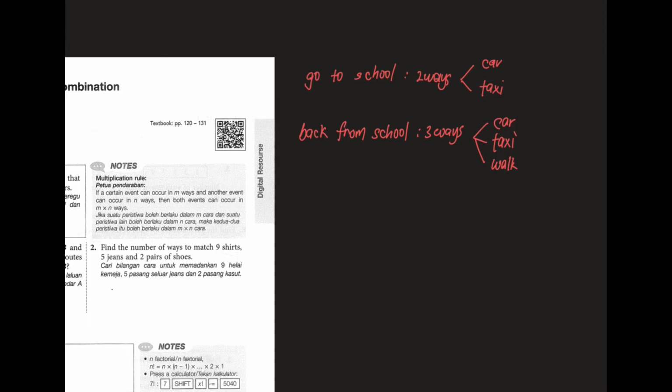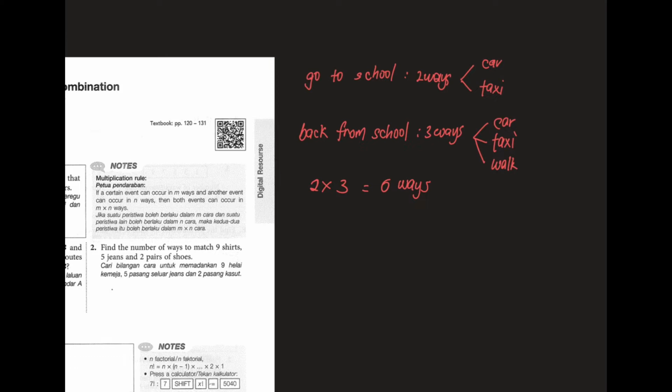Now, according to the multiplication rule, both events can occur in m times n ways. So now you have to do two of these events. You have to go to school and you have to come back from school. So you want to do two of these, then there are how many ways? 2 ways times 3 ways, then altogether 6 ways. So 2 times 3, 6 ways. Maybe you are wondering which are the 6 ways over here.